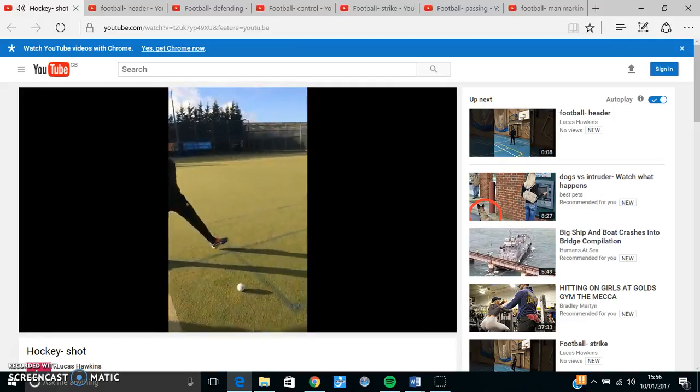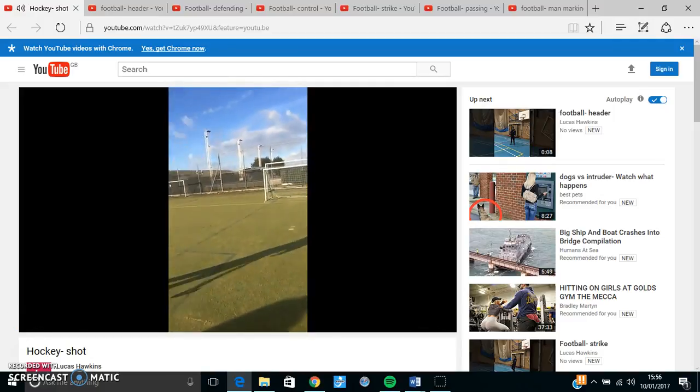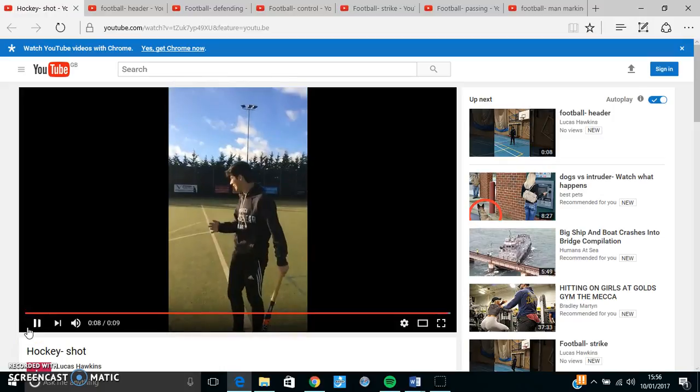This is an example of a shot in hockey. As you can see, I had quite a big backlift of the stick, which was to generate power, and also aim for the corners to give myself the best chance of scoring against the goalkeeper.